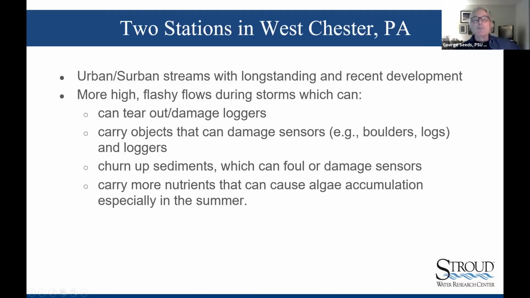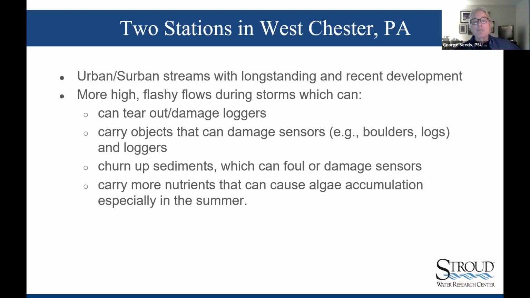On Taylor Run, there has been some massive recent development just over the past year, which we have seen the effects of on the stream, and exacerbate the high flashy flows that we're seeing more of in recent storms. The kinds of things that can happen as a result of these flashy flows, particularly in urban and suburban streams, is they can tear out and damage loggers, which we will show you some examples of in subsequent slides.